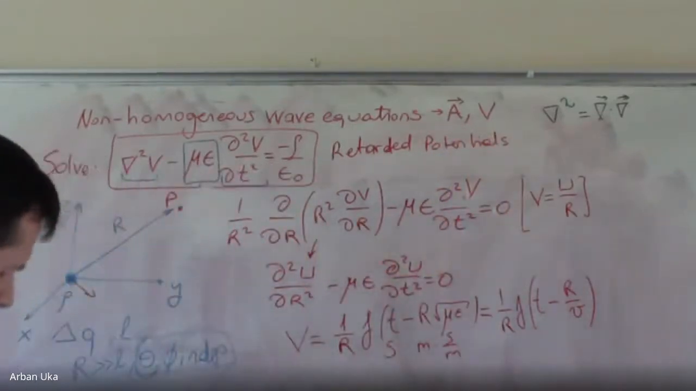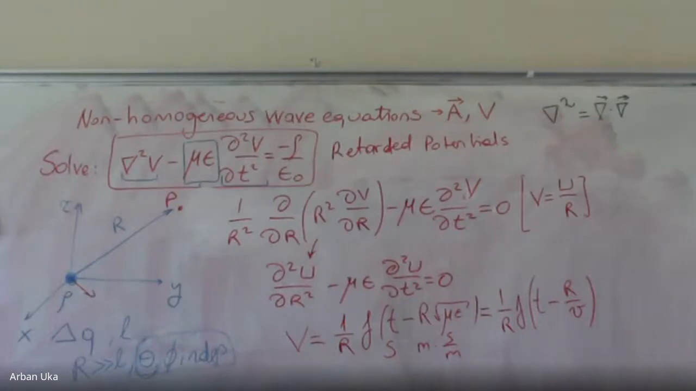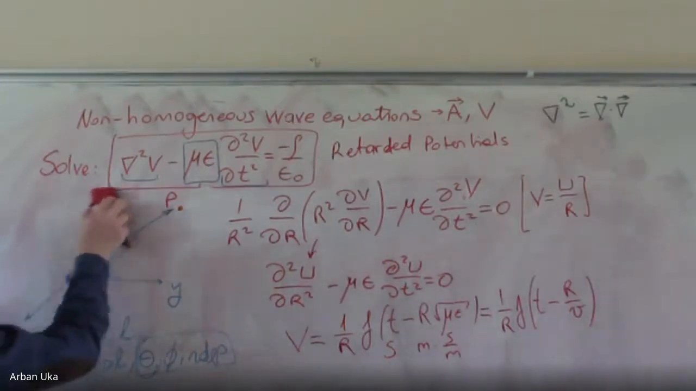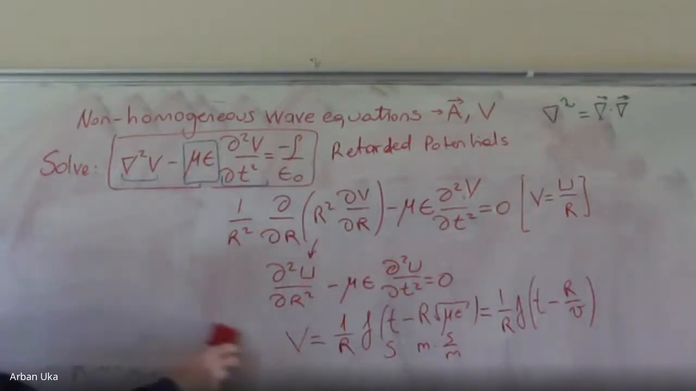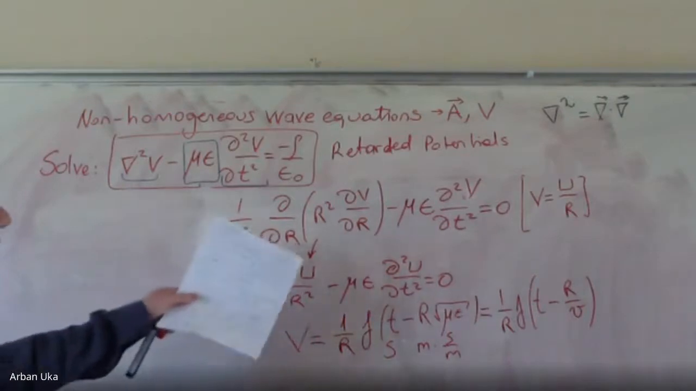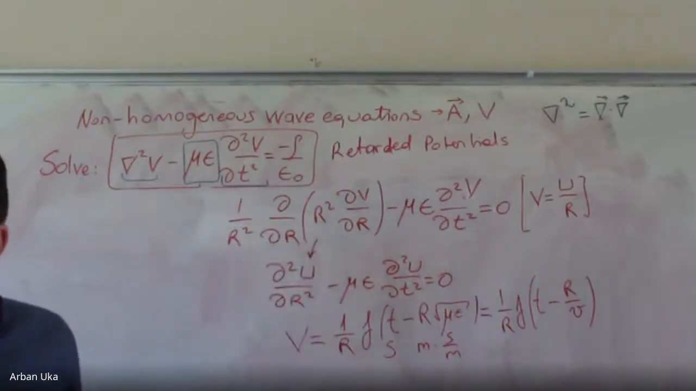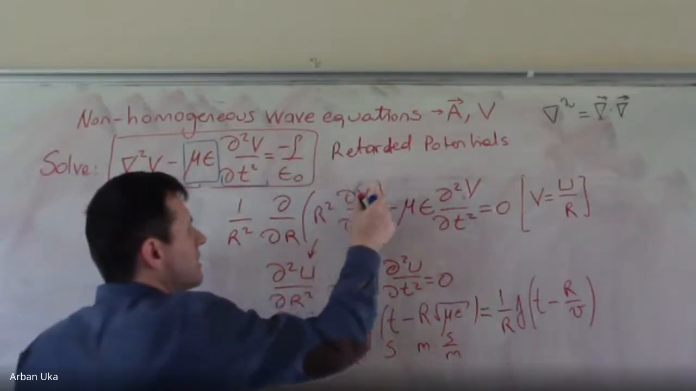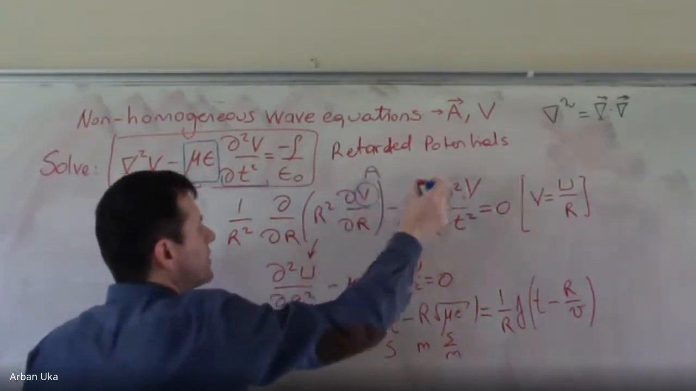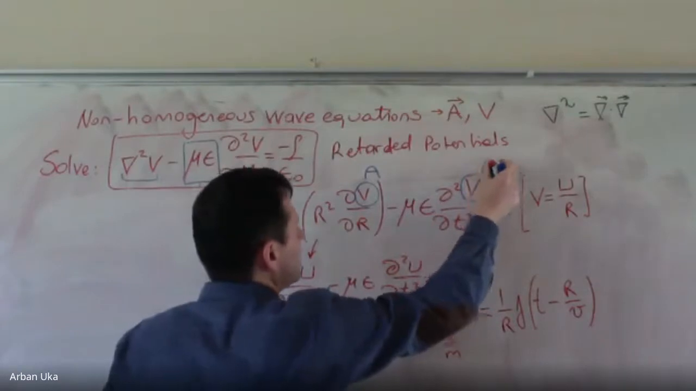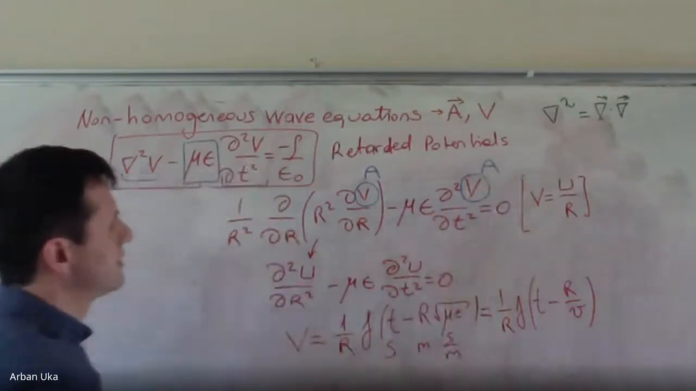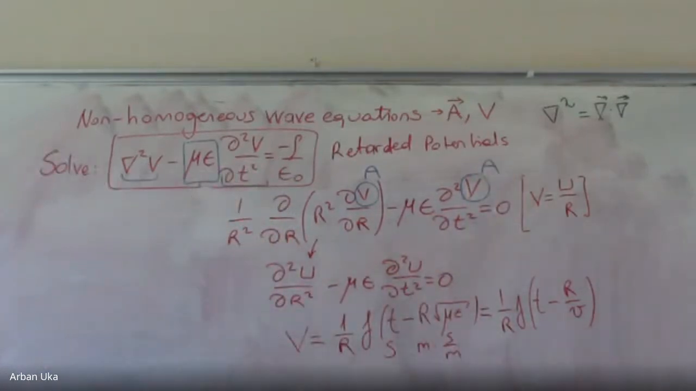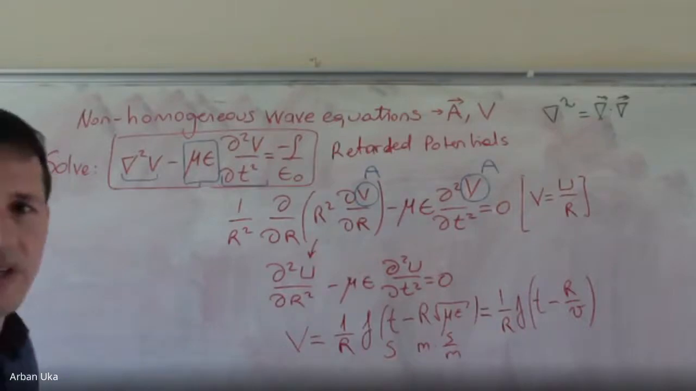Okay, so we find these expressions, and finally we can write: the same way that we solve these equations for V, we can solve it also for the potential A. So imagine for a moment that instead of V, we write the vector potential A, and we are going to see similar solutions for V and A.